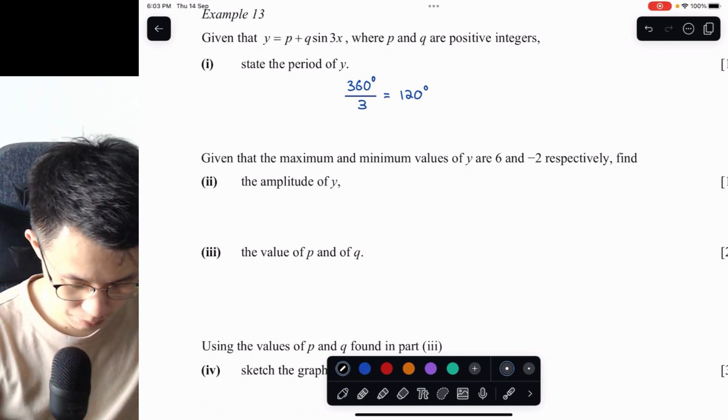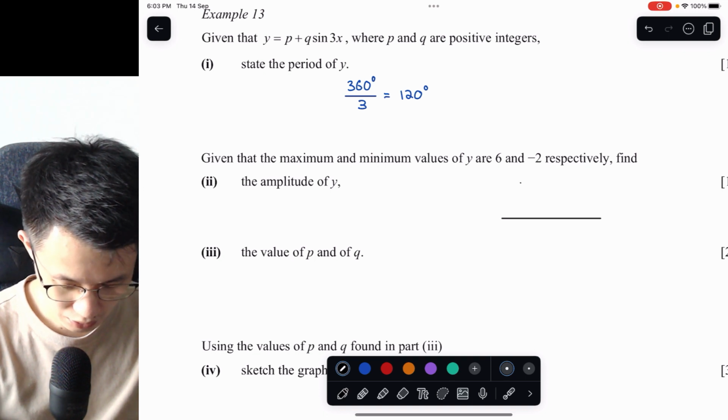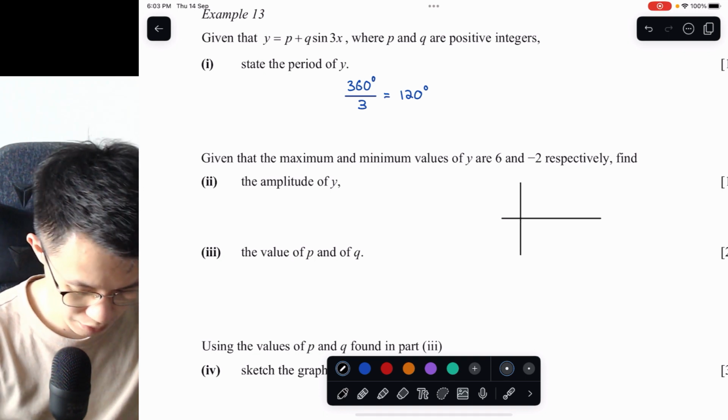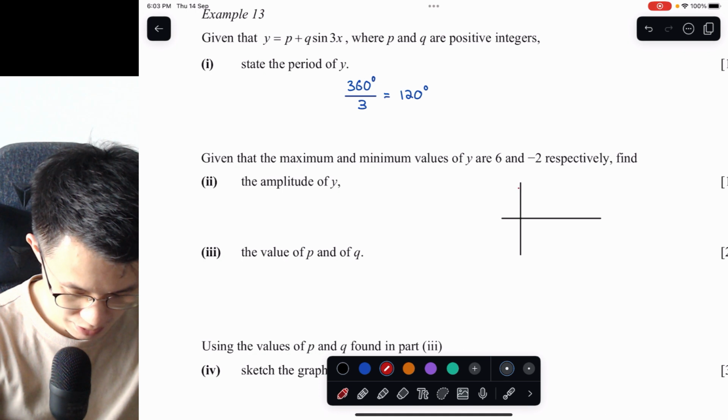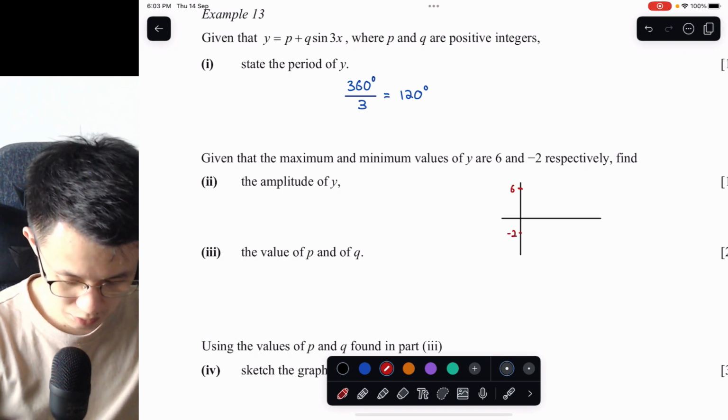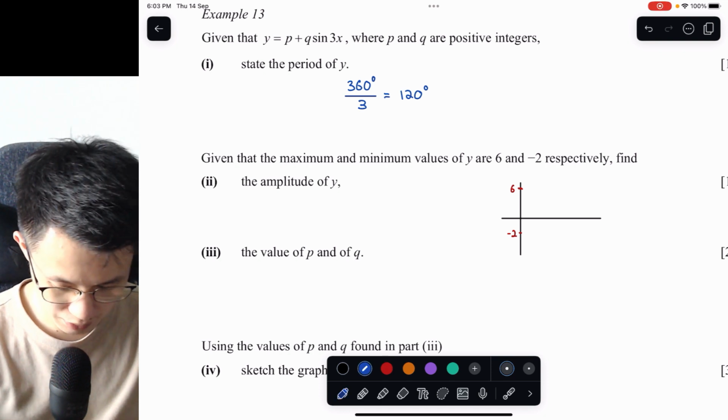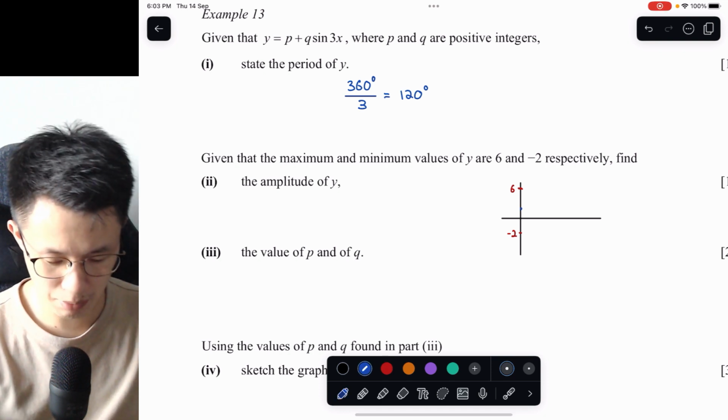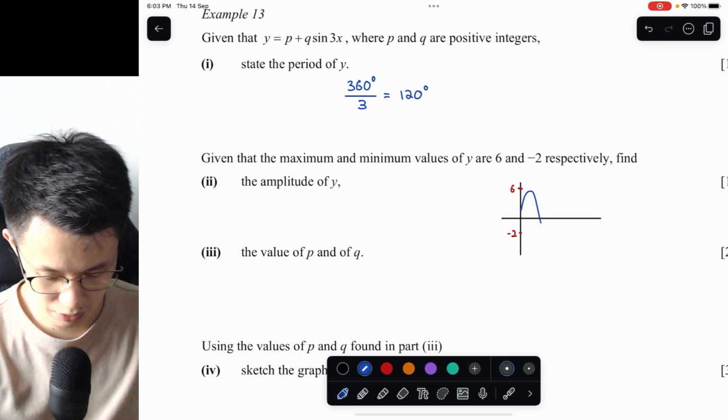Now you're gonna try to picture these in your head, right? If my maximum value is let's say 6 here, and my minimum value is like -2, think about it, the sine curve must start from the middle, right? The middle of the minimum and maximum value. So you must go something like that, right?